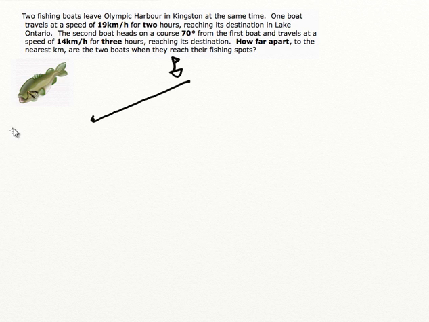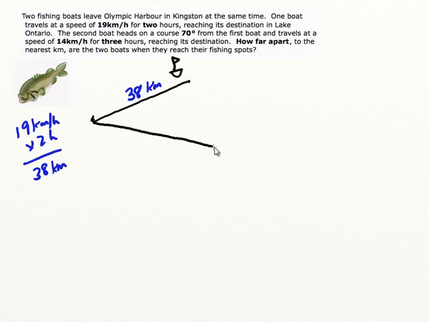All right, so off on the side here, if we say 19 kilometers per hour times 2 hours, that's going to give us 38 kilometers traveled. So the length of this side is 38 kilometers. Okay, the next boat heads on a course 70 degrees from the first boat and travels at a speed of 14 kilometers per hour for 3 hours, reaching its destination. So off we go on this next boat.